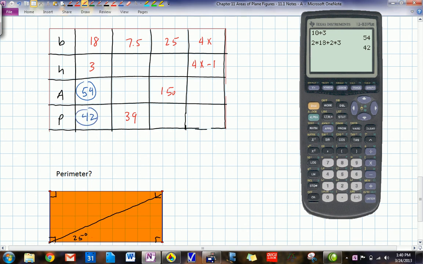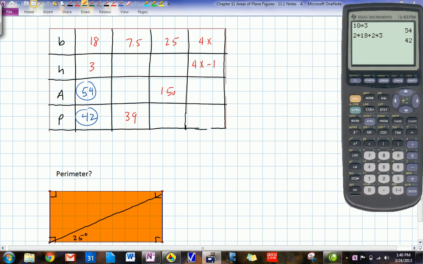And the second one, same question, but a slightly different twist. I'm given the base and I'm given the perimeter. So I need to find the height and the area. It's going to require a little simple algebraic calculation here.